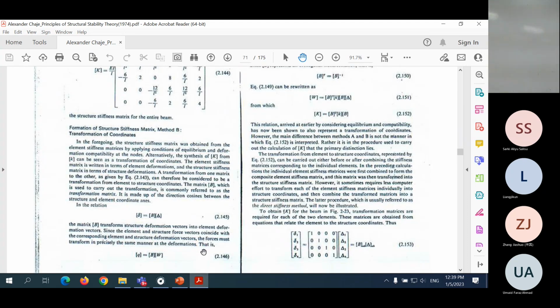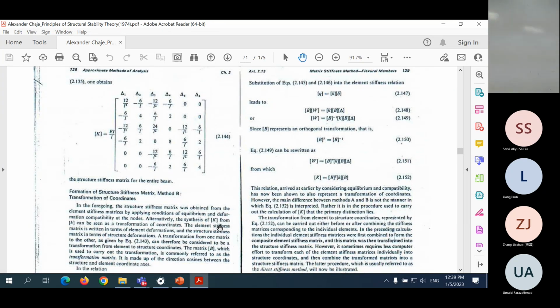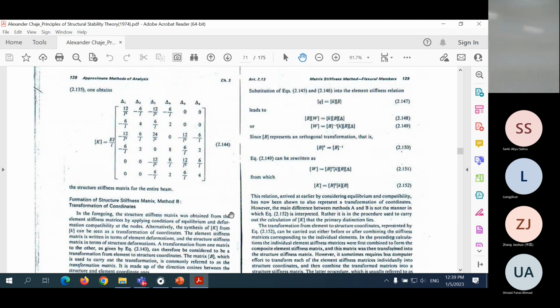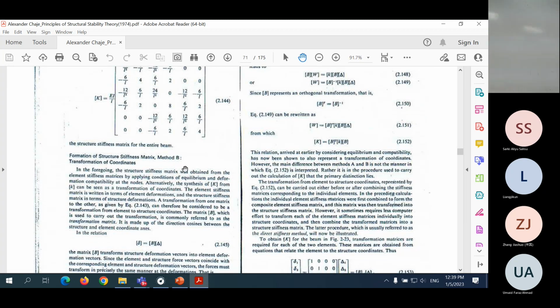This one, I will elaborate the basic idea behind here. These are the explanation here. This is on page 128 of these notes, after equation 2.144. This is about formation of the structure stiffness matrix.